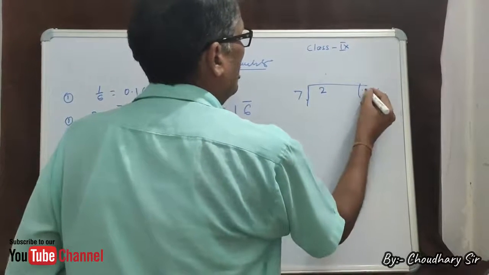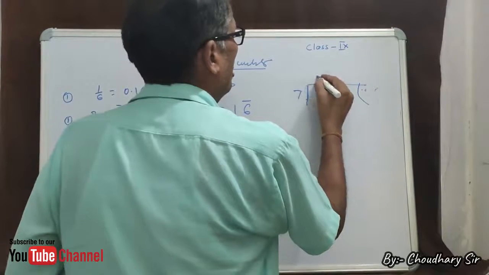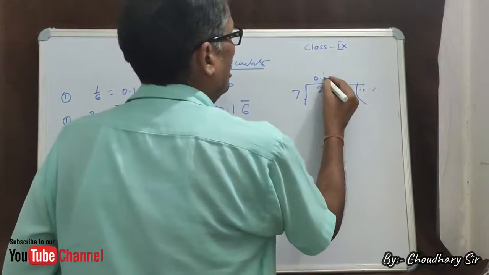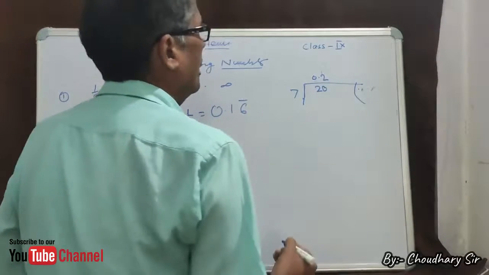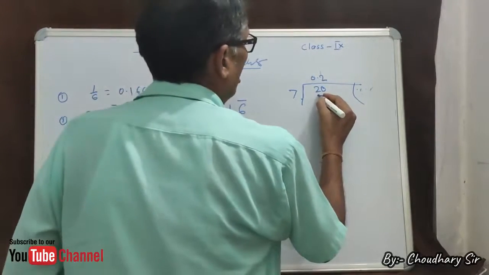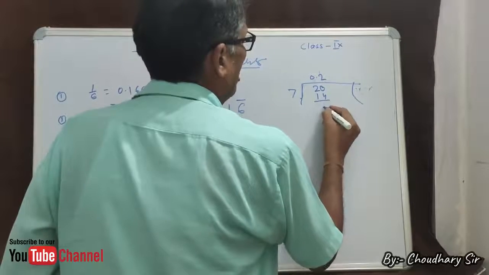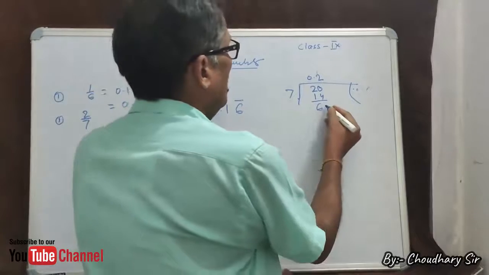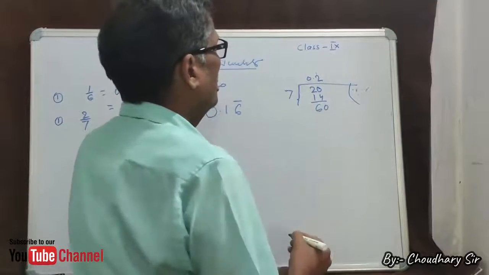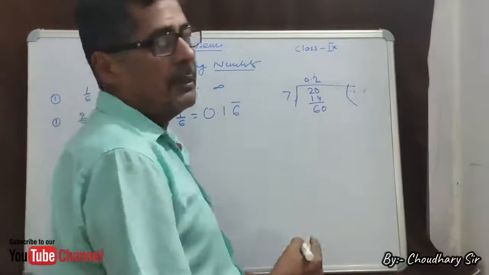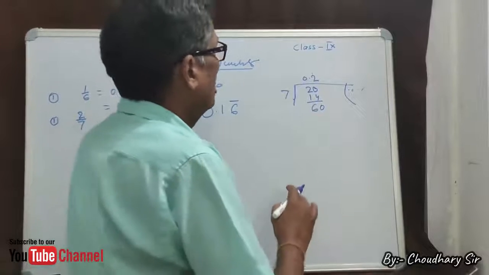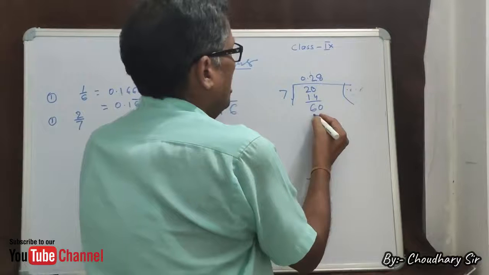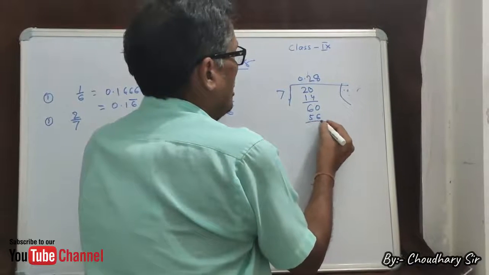What will be? 0.0. Put the decimal point here. Get 0.7, 2 sevens are 14, the remainder will be 6. Okay? Put 0. What times? 60 divided by 7. 8 times, 7 eights are 56. Remainder will be 4.